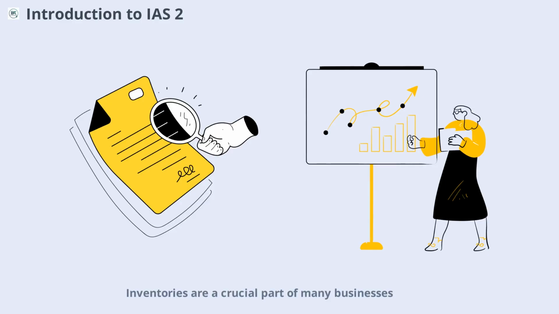Inventories are a crucial part of many businesses, and understanding how to value them correctly is essential for accurate financial reporting. IAS 2 covers everything from the initial recognition of inventory to how it should be measured and reported in financial statements. In this video, we'll focus on two important aspects: write-downs to net realizable value (NRV) and the reversal of those write-downs. Let's start by understanding what NRV means and why it matters.